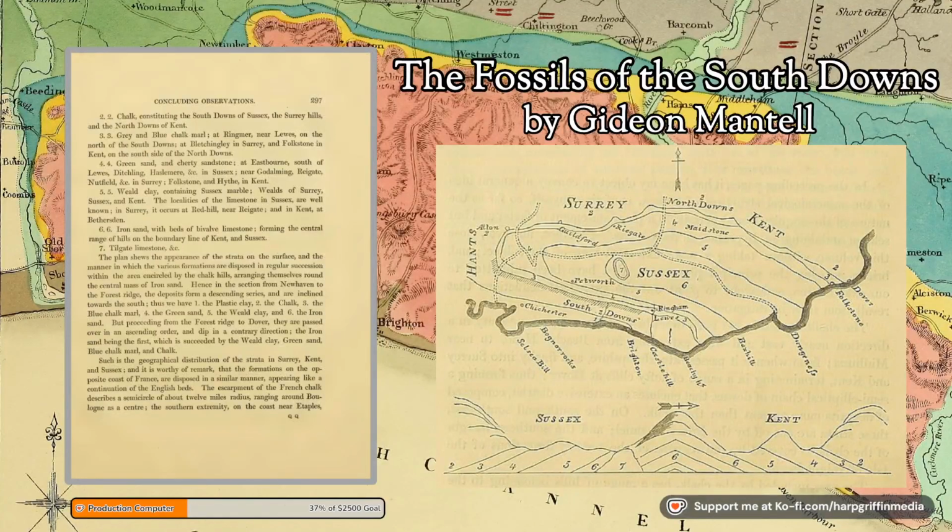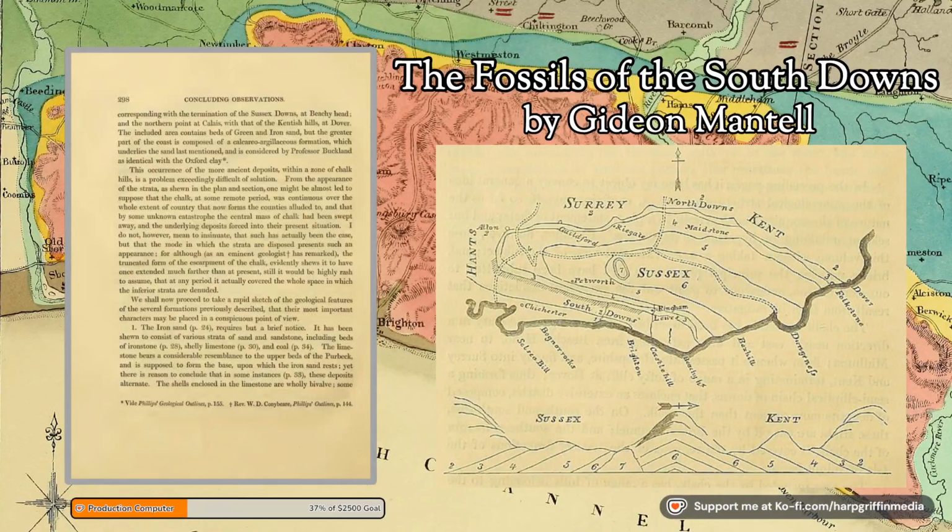Such is the geographical distribution of the strata in Surrey, Kent, and Sussex. And it is worthy of remark that the formations on the opposite coast of France are disposed in a similar manner, appearing like a continuation of the English beds. The escarpment of the French chalk describes a semicircle of about 12 miles radius, ranging around Boulogne as a centre. The southern extremity on the coast near Etaples, corresponding with the termination of the Sussex Downs at Beachy Head, and the northern point at Calais with that of the Kentish Hills at Dover.